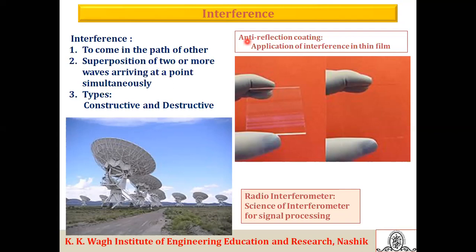Anti means against, reflection, and it is a coating. The meaning of anti-reflection coating is a coating against reflection, or which avoids reflection. It is an application of interference in thin film. Now, what is this thin film? A thin film means a thin layer whose thickness is very small, which is coated on some substrate, and that coating produces destructive interference and avoids reflection.